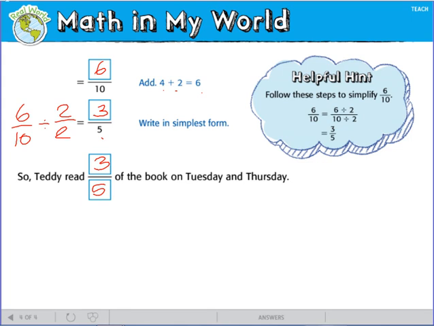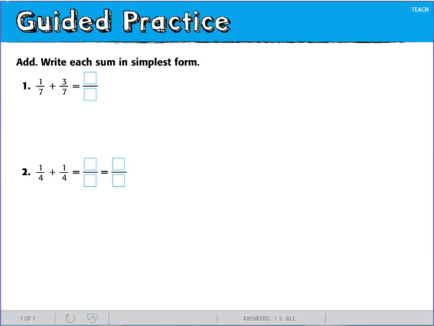All right. Now, our guided practice. This is what you're going to do today for your work. We have a 7 and a 7, so we bring our 7 over. 1 plus 3 is 4. 4 over 7. 7 is a prime number. It doesn't divide by anything other than 1 and 7. So therefore, that's the answer. We don't have to simplify it.